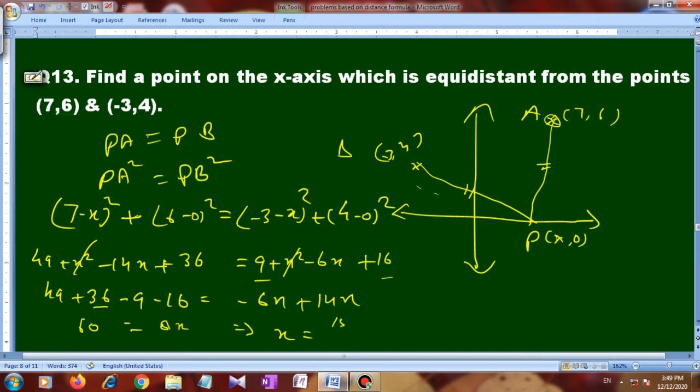15 by 2. So the value of x is 15 by 2. So the coordinates of P will be 15 by 2 comma 0. That is the required answer.